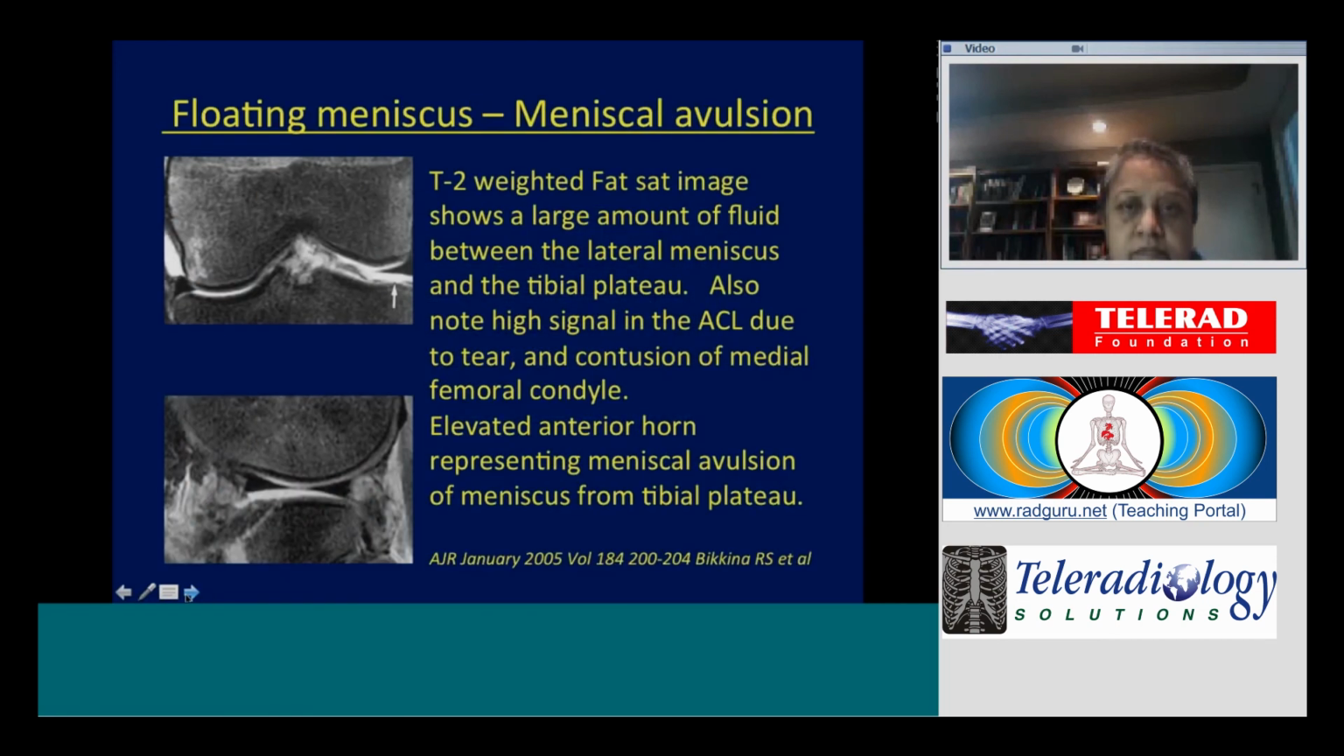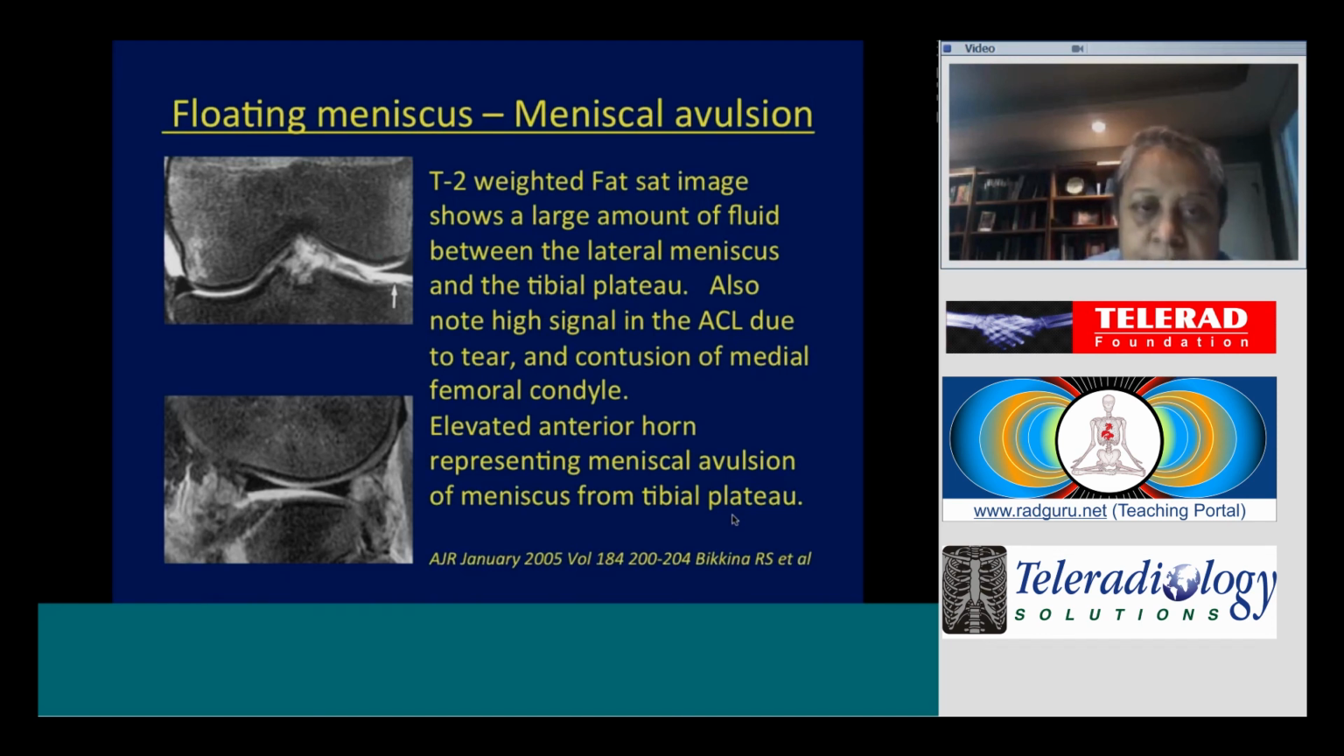Now, there is an entity which you must remember here. When you look at examining a meniscus, pay attention to the fluid. In a T2 weighted fat image, you will see that there is a large amount of fluid between the lateral meniscus and the tibial plateau, as shown by the arrow. You should also note the high signal intensity in the anterior cruciate ligament, which is due to tear and contusion of the medial femoral condyle, which is seen on the upper image.